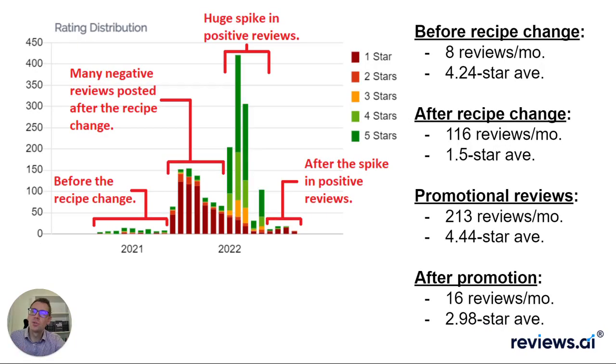Review data tells us the whole story. I put together this summary so we can see how it fits together. Here we have before the recipe changed, we were averaging 8 reviews per month at 4.24 stars. Then the recipe changed in June of 2021, and we see the huge spike of negative reviews. That time frame we were averaging 116 reviews per month at an average of 1.5 stars. Then we saw the promotional reviews hit starting in January 2022, with review volumes doubling from the time when the recipe initially changed, with star ratings at 4.44 stars. After the promotion, we saw review volumes drop way back down, with star ratings around 3 stars.